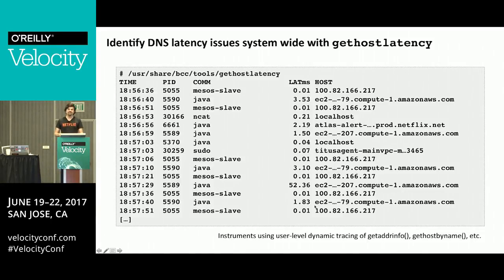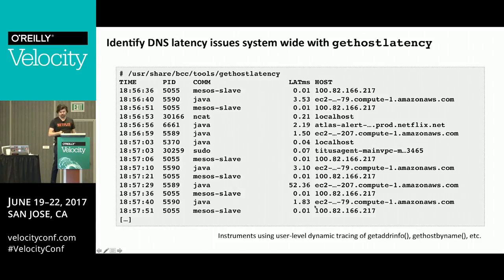DNS issues, because it's always DNS. This tool, instead of using kernel dynamic tracing, is using user-level dynamic tracing of the getaddrinfo and gethostbyname functions. This is great, as I can walk up to a machine and say, resolve these user-level functions, instrument them for whatever processes are running. And then now I'm instantly getting latency information. And so I know of one company that's already automated this so that they can log slow DNS latency and get alerts very quickly.